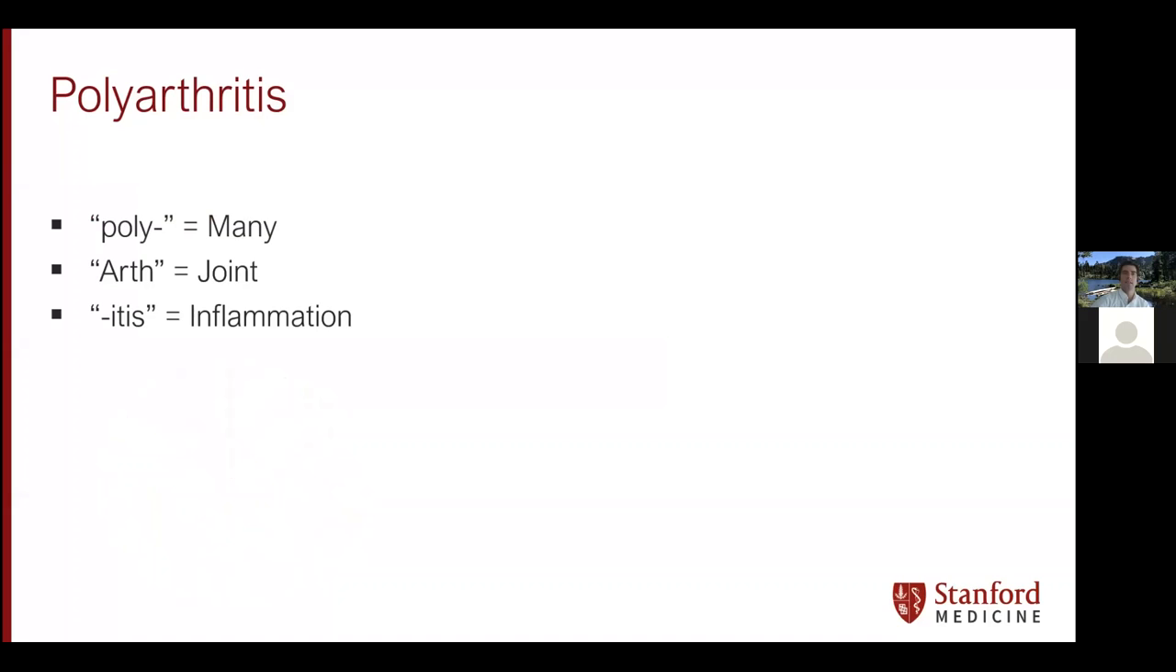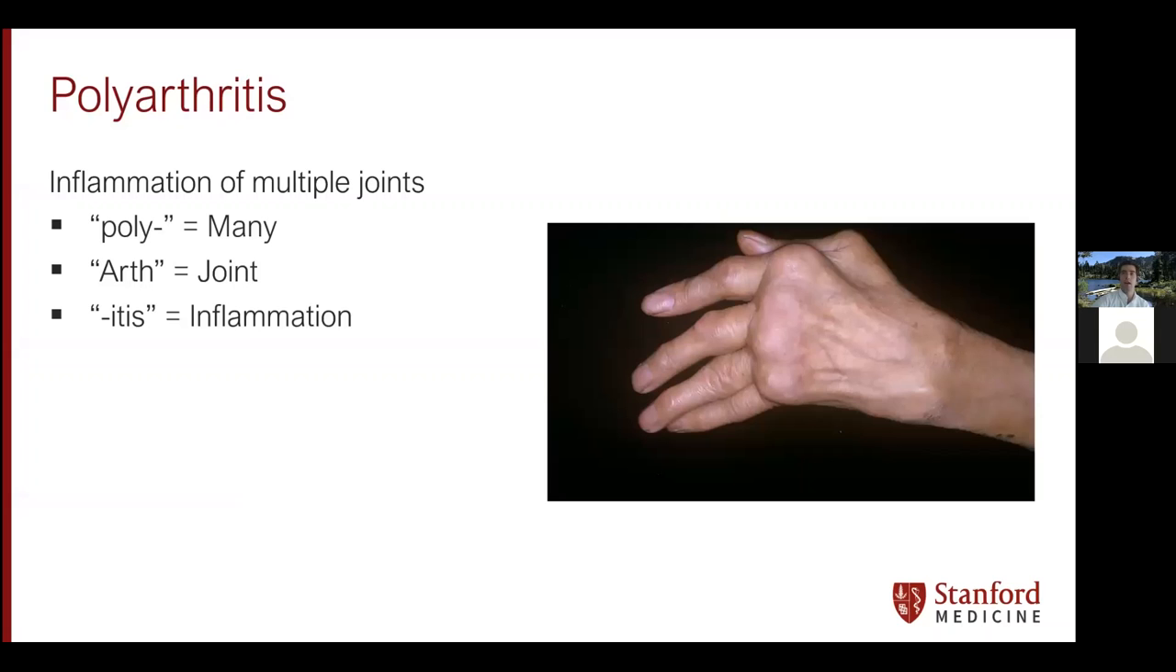Yeah, that's exactly right. So poly means many, arth means joint, itis means inflammation. So polyarthritis is inflammation of multiple joints. And it does help us to differentiate the causes of arthritis. So when you come to me and you say that a patient has joint swelling or joint inflammation, what I'm going to ask you is how many joints? Because polyarthritis speaks to things like osteoarthritis, which is pictured here, involving basically every bone of this person's hand, unfortunately. And rheumatoid arthritis also affects many joints.